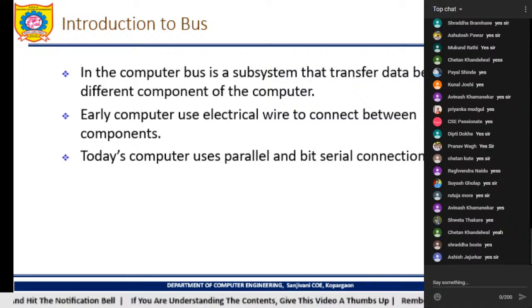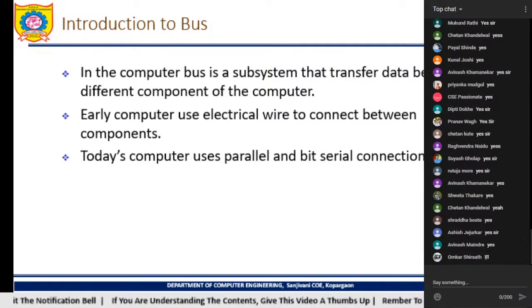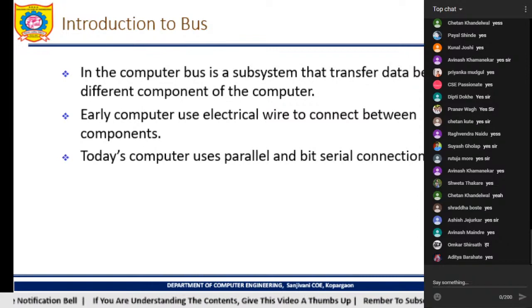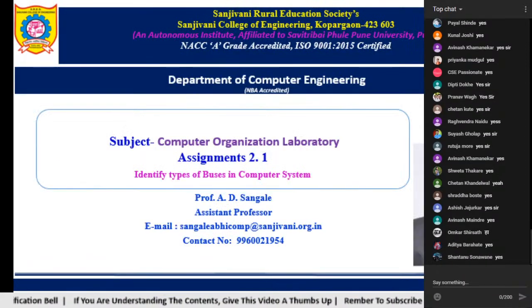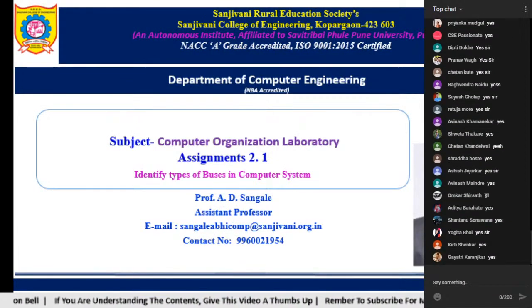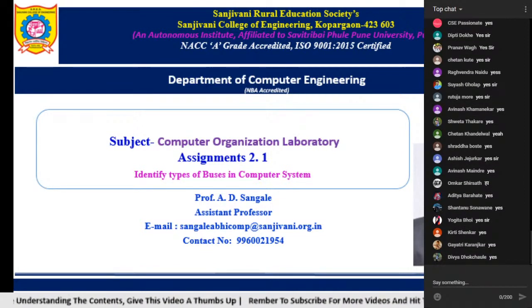Buses in computer systems. There are various buses in our computer system. So how many of you know what a bus is? Okay, everybody might have traveled through a bus. Yes, it could be a traveler's bus, it could be your ST Mahamandal.